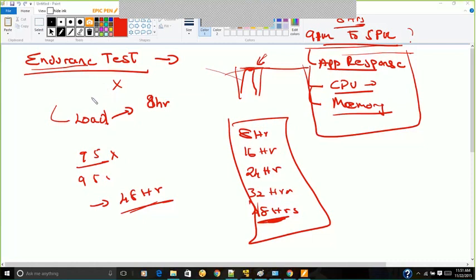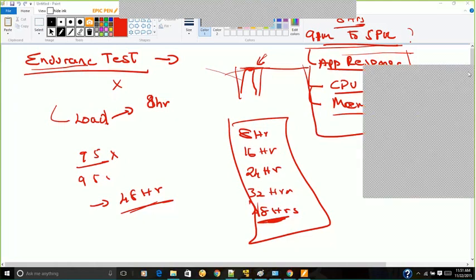Guys, you are able to understand this? Any questions? Yep. How often do we do this, Rajesh? Every release. Only during the release. After that, we won't be doing this.